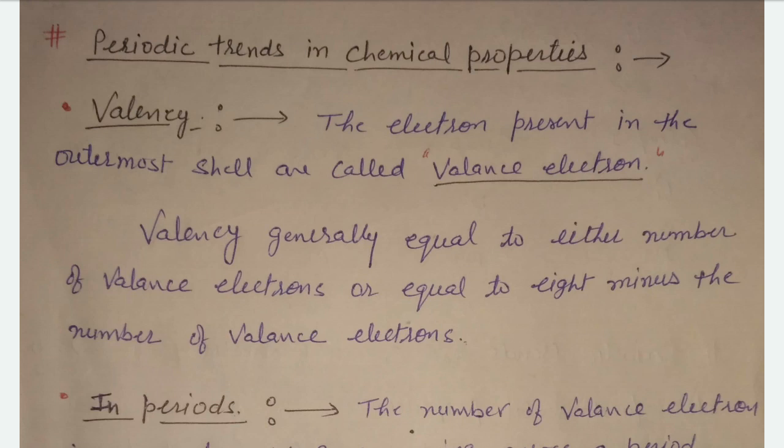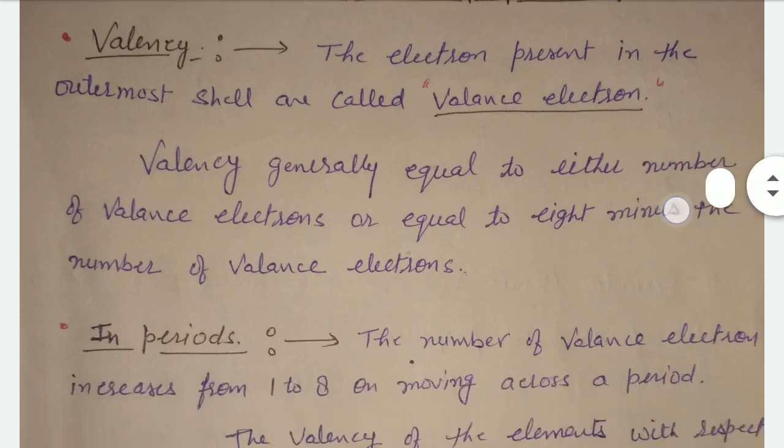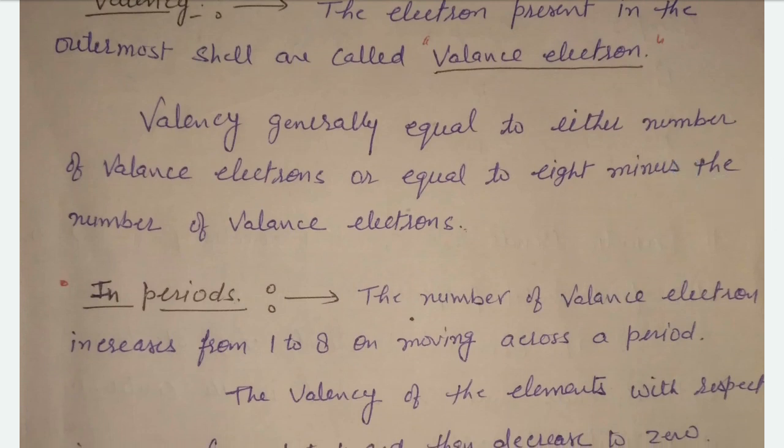Valency is generally equal to either the number of valence electrons or 8 minus the number of valence electrons. For example, sodium, atomic number 11, has the electronic configuration 2, 8, 1. It has only one valence electron, so the valency is equal to the valence electrons, which is one.